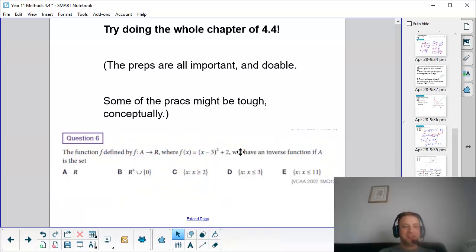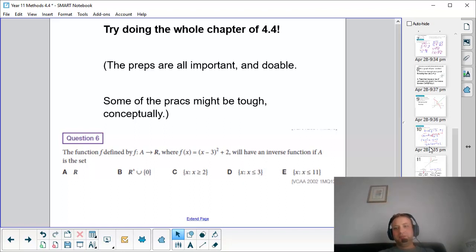Okay, so what I've got on the screen here is question 6 from the prac section of this chapter. It's the last question in the chapter. One of the harder ones in there, I guess, just because of the notation and the stuff that they're talking about here. So they've given us a function, f of x, and if you have a good close look at it, you should recognize it as a quadratic because we've got x and it's squared. And we know that quadratics are U-shaped. Now, they're asking us, when will this function have an inverse function?